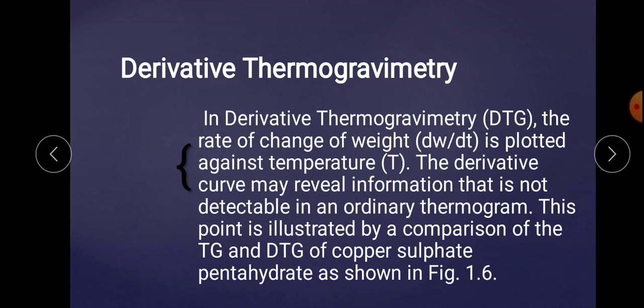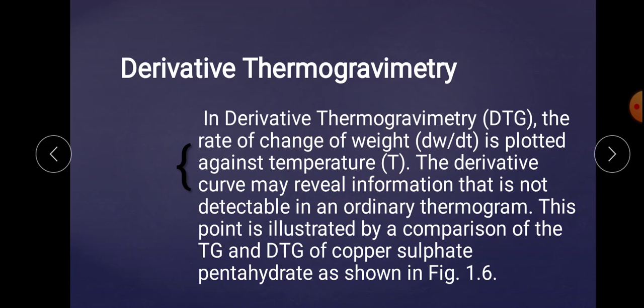But in derivative thermogravimetry, we put dW/dt, that is the rate of change of weight, meaning the change in weight with respect to time, on the y-axis, and the temperature is plotted on the x-axis. That type of thermogravimetry is nothing but derivative thermogravimetry.